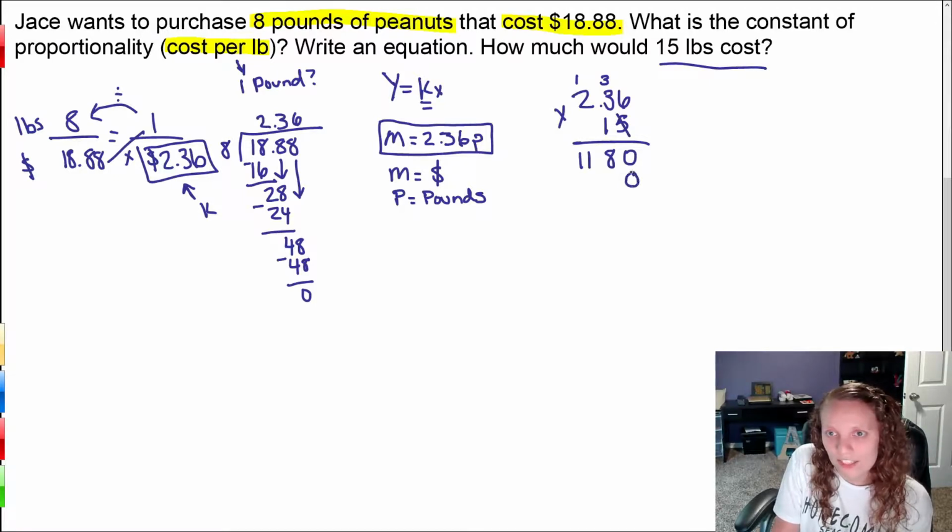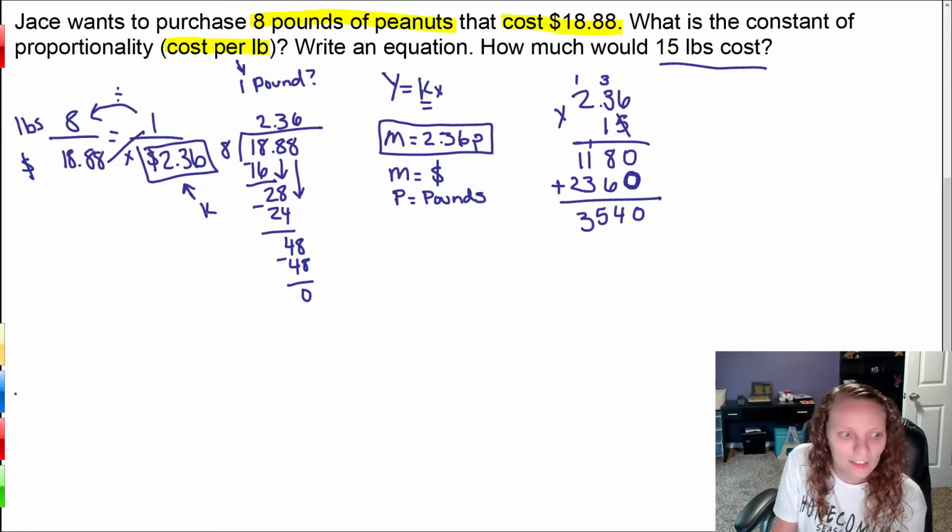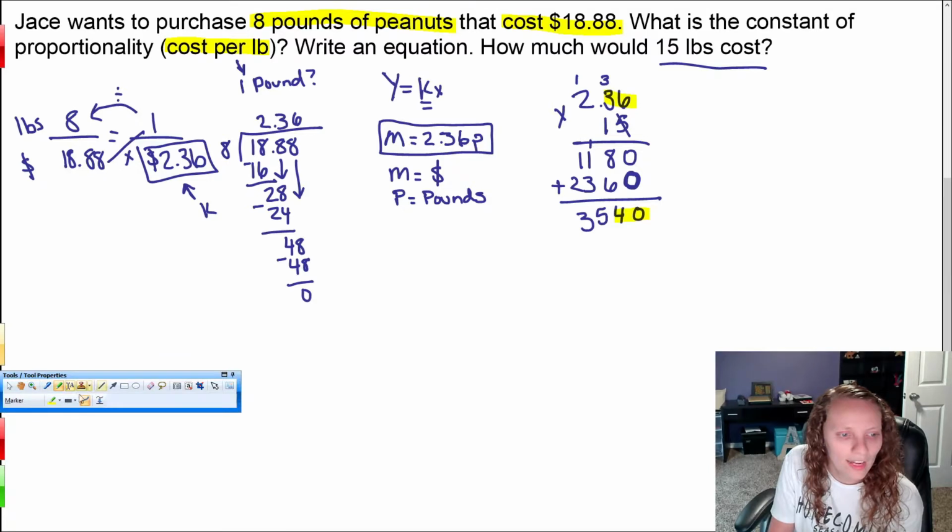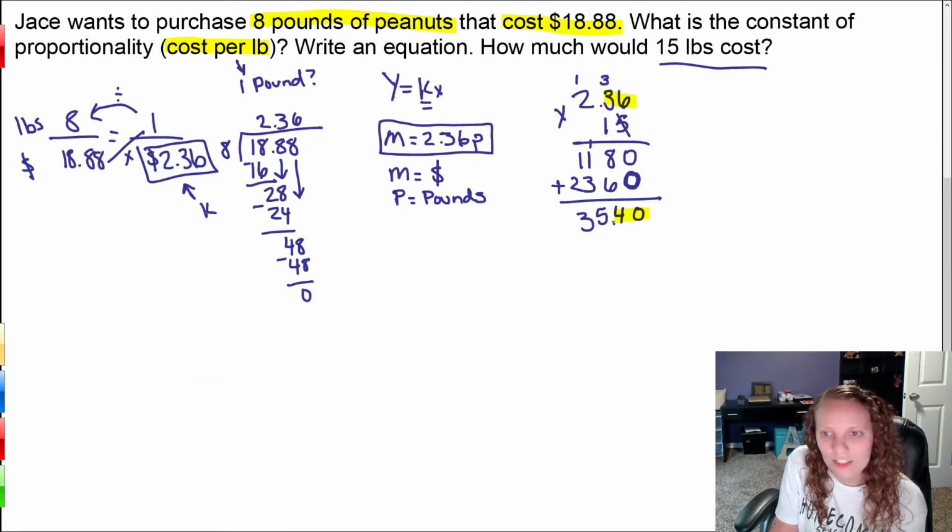Okay, we're on to the next number. So let's add our placeholder 0. 1 times any number is that number. And let's add them up. 0, 8 plus 6 is 14. 5, and then 1 plus 2 is 3. Now I'm seeing a decimal in our work with 2 numbers after, so we'll count over 2 places. And our answer is $35.40. And again, this is equal to 15 pounds.